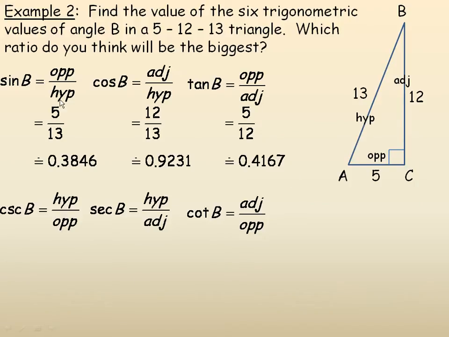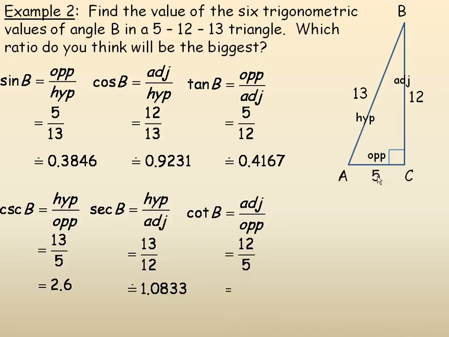Cosecant is the reciprocal of sine, so sine is opposite over hypotenuse, 5 over 13, so this would be 13 over 5, which works out to 2.6. Secant is hypotenuse over adjacent, so we would go 13 over 12, which is 1.0833. And cotangent is adjacent over opposite, so it would be 12 divided by 5, which is 2.4. So this ratio is the largest.